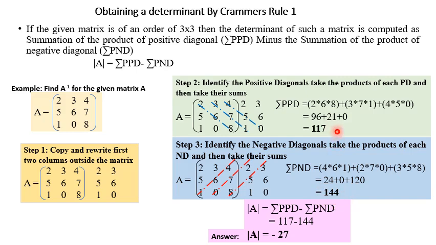Look at the summation of product of positive diagonals minus the summation of product of negative diagonals. So it is 117 minus 144. So finally your answer for the determinant of A is equal to minus 27. So by using Cramer's rule 1, we have found out the determinant of A over here.